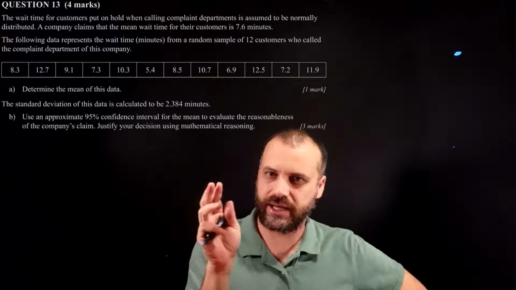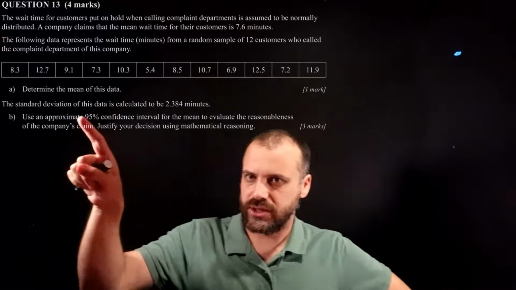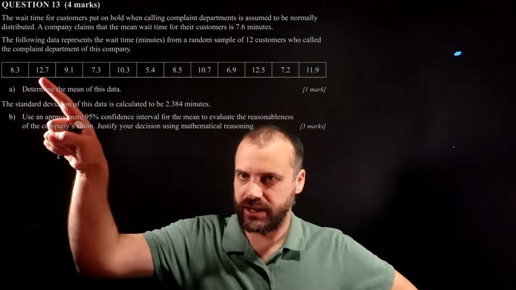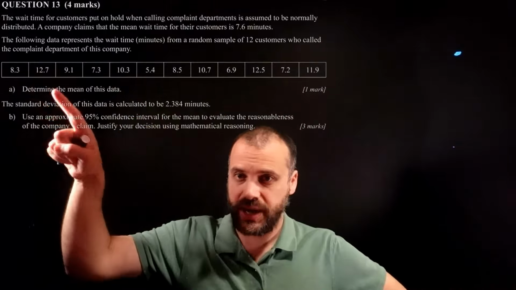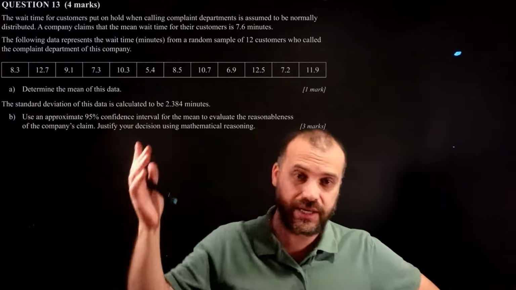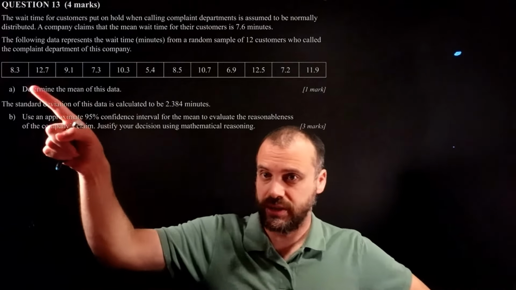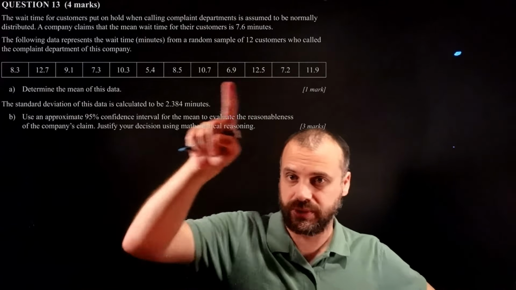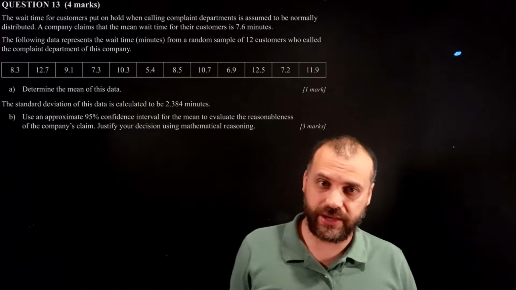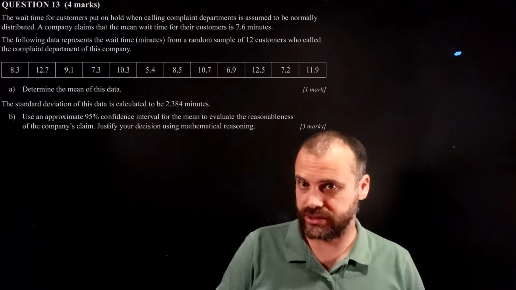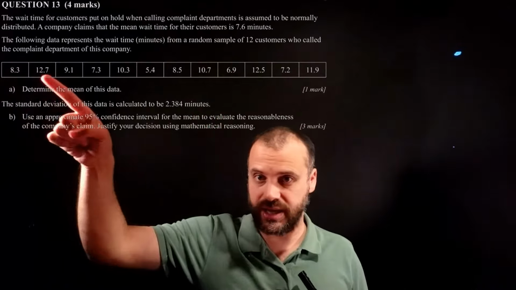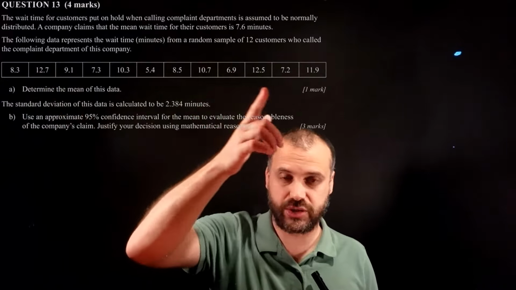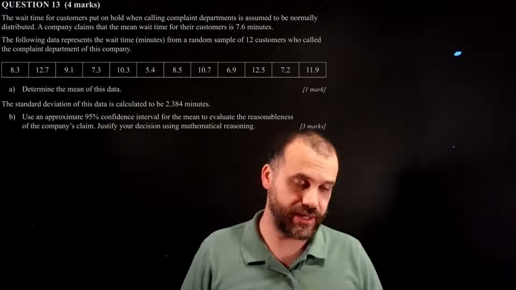So a fun little question here. We're looking at confidence intervals. So look at this. We've collected some data, all of this data here. There's our sample. And part A just says, determine the mean of this data. This could appear on a year 8 maths exam, right? We're just calculating the average of this, adding these together and dividing by 12, because that's how many there are.